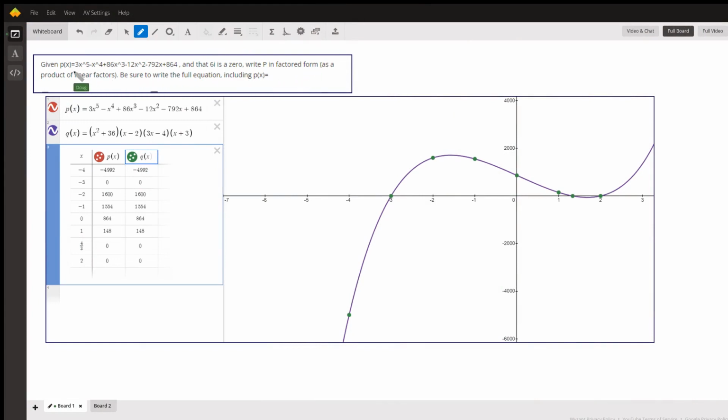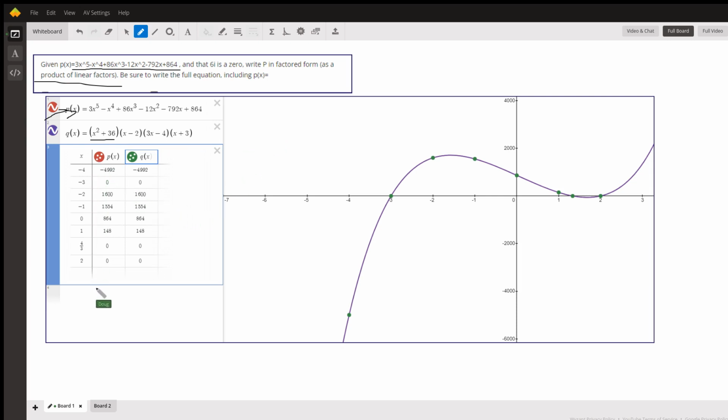Okay, you're given this polynomial function, p of x. I won't repeat it. You're asked to write it in the form of linear factors. Here's the original. Here is q of x written in factored form. Well, this factor is not linear. You could write it as x minus 6i times x plus 6i.